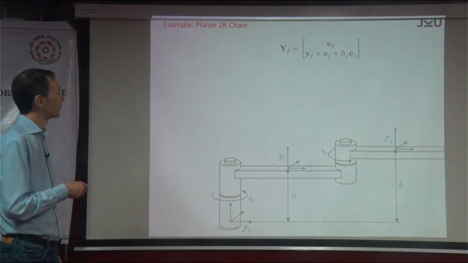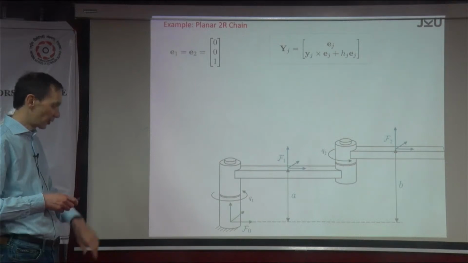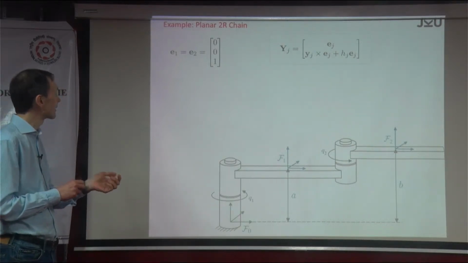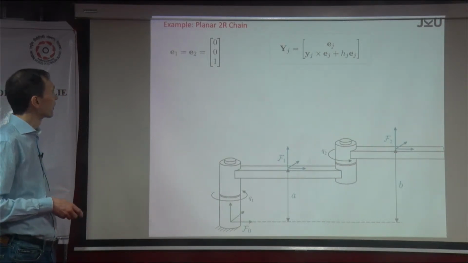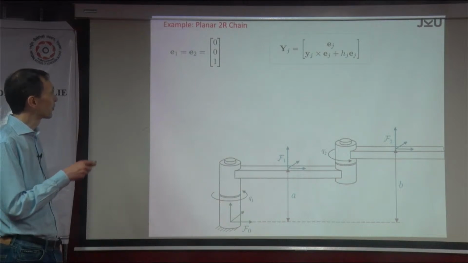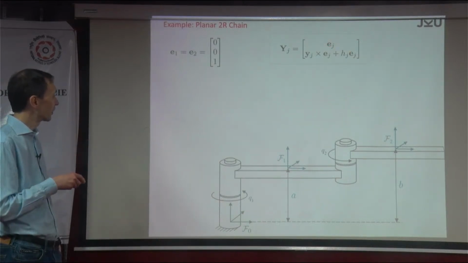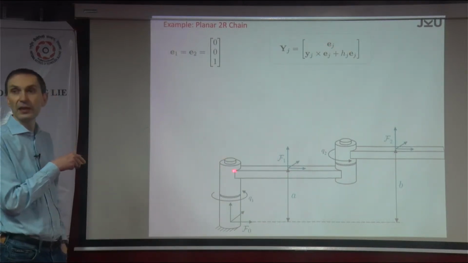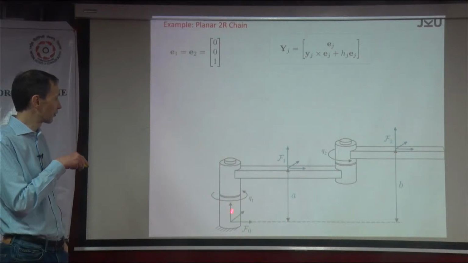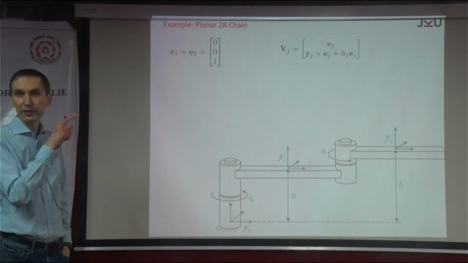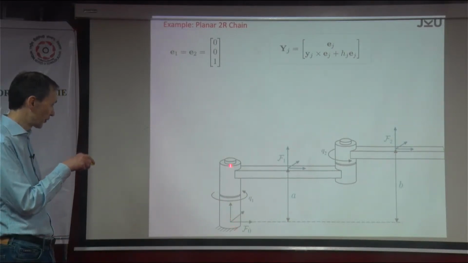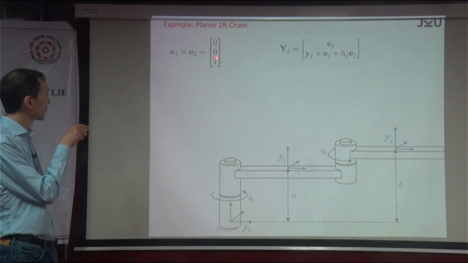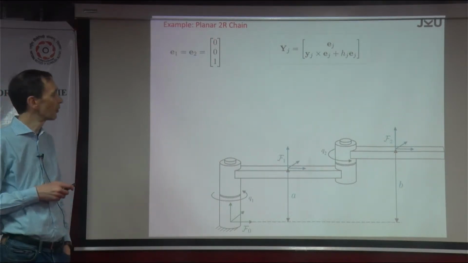Okay, and then of course we need the screw coordinates, and we use the screw coordinates relative to the space fixed frame. We call them Y. So first we need the unit vector. They're all the same because the two joints, the first one and the second one, are all along the z-axis. If this is the z-axis, it's 0, 0, 1. Very complicated, right?